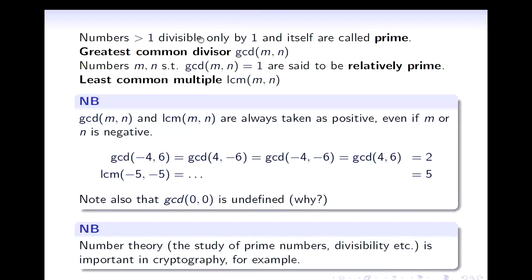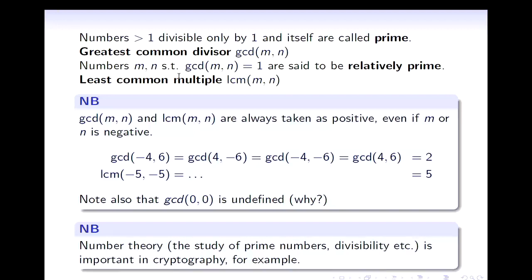Now, this is what I said, prime numbers. Then we also have the concept of the greatest common divisor, which would be a divisor that both m and n have in common. For example, 15 and 10, the greatest common divisor would be 5, because 15 is divisible by 5, 10 is divisible by 5, and it's the largest number that is a divisor of both.